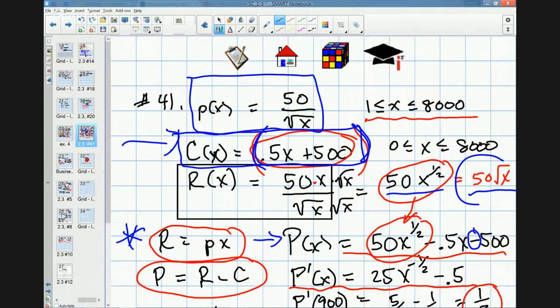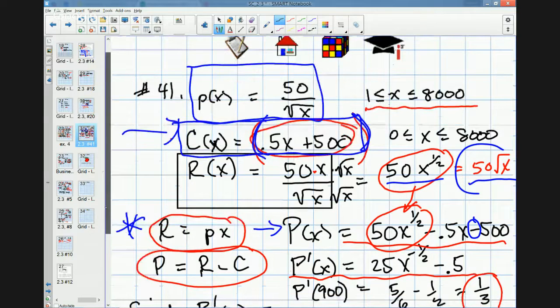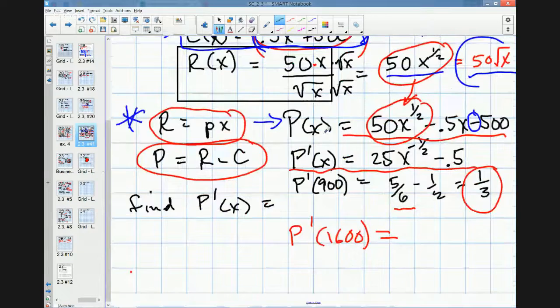Okay. And what did they ask for? The marginal profit. So now that we have the profit, how do we get the marginal profit? We take the derivative. What's the derivative of 50x to the 1/2? Power rule. 1/2 times 50, 25. Take variable and reduce exponent by 1. X to the negative 1/2. Derivative of negative 0.5x, negative 0.5, the constant, gone. So, here is our derivative, now in algebraic form.